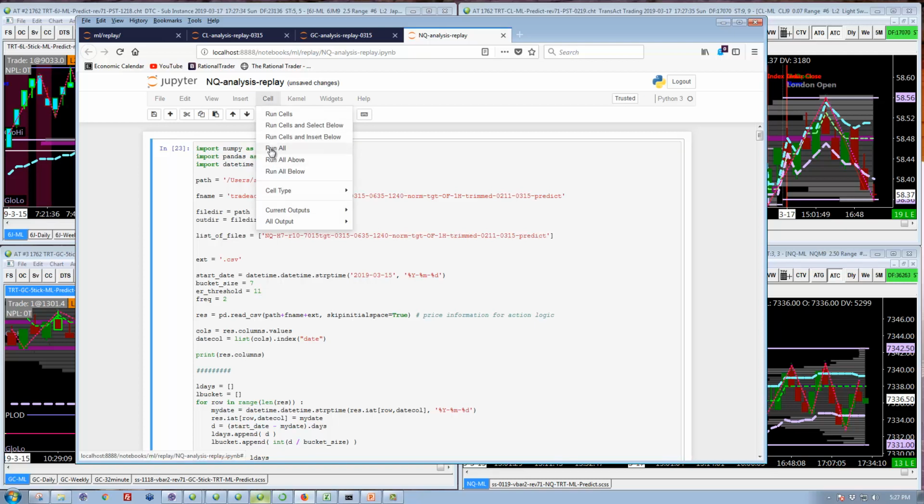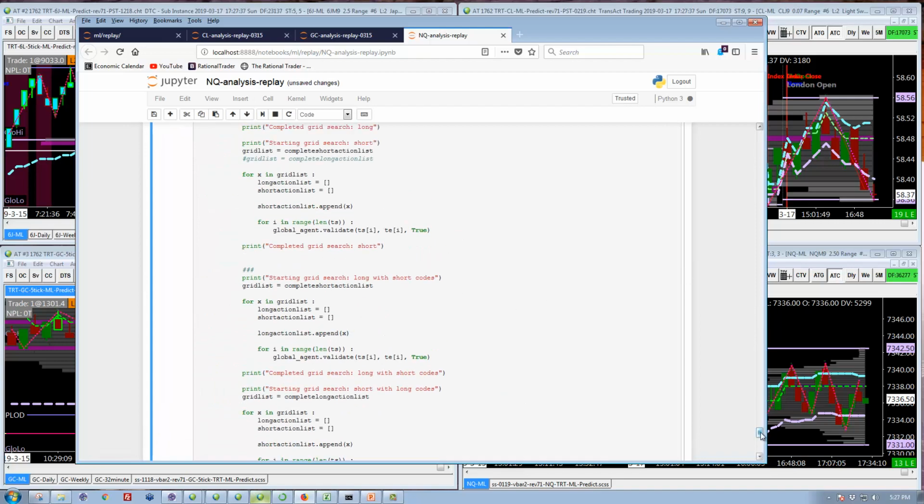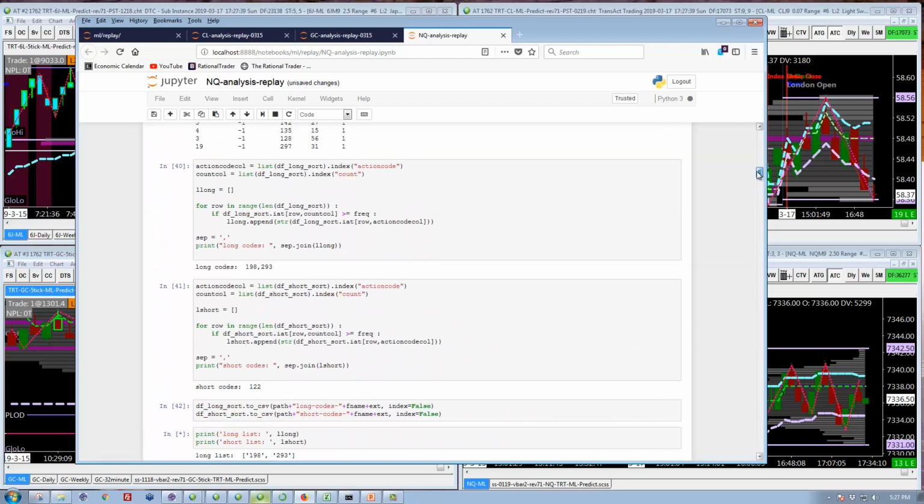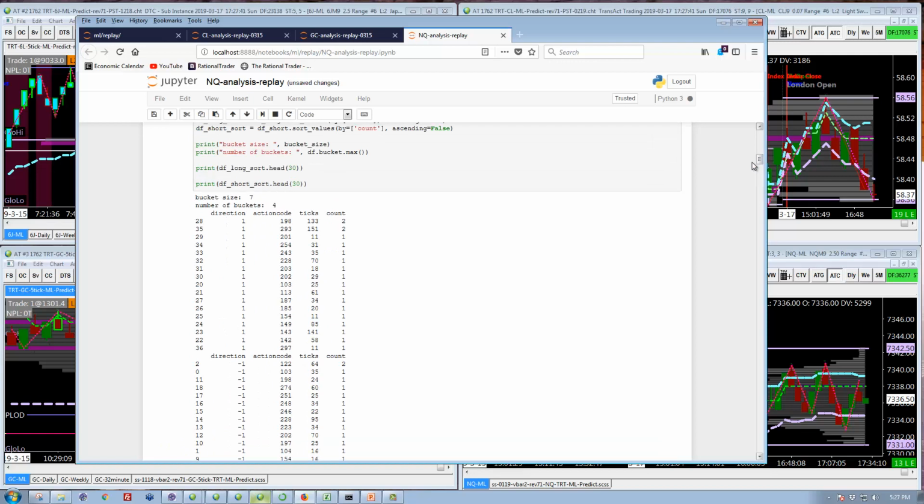Let's run this, and I will pause while we wait for that to run. Or actually, what we can do is we can look here real quick and see. You're only going to get 2 long codes and 1 short code, because this count column is the number of buckets that I see codes show up with that quality level. So you're only going to get 198 and 293 long and 122 short. So it's very clearly also the lines at 10 and 11.